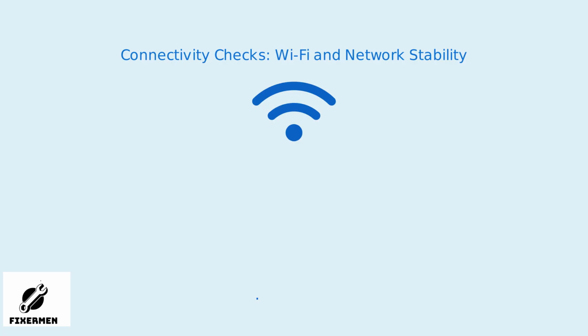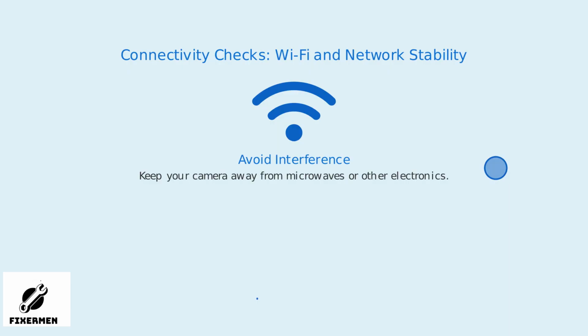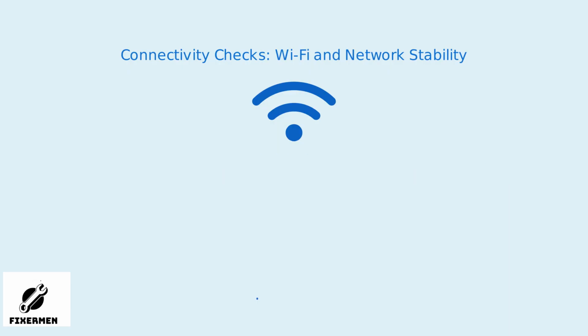Interference from other devices can also disrupt the signal, so keep your camera away from microwaves or other electronics. Upgrading to a mesh Wi-Fi network may provide more reliable coverage.